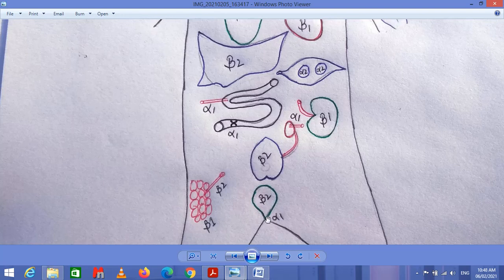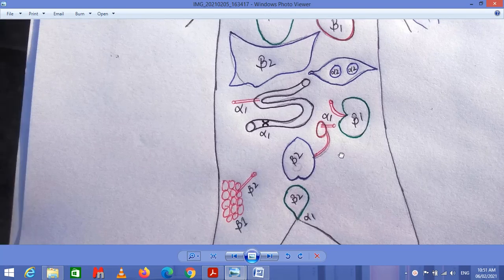Similarly, over here the trigone muscles are present, and the sphincter is also present. The sphincters which are present before the urethra, the internal sphincter and the external sphincter, both contain the alpha 1 receptor. The alpha 1 receptor is responsible for the contraction of the internal and external sphincter, as well as the trigone muscles, to avoid urination and to avoid the leakage of urine.